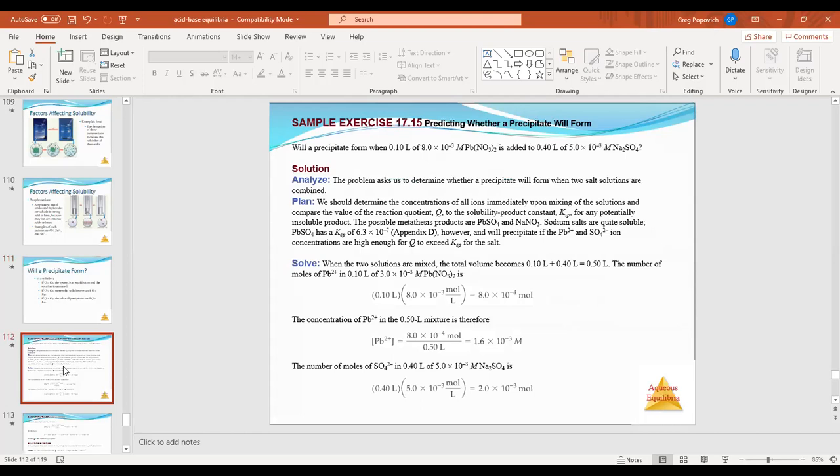Will a precipitate form when 100 milliliters of 0.008 lead nitrate solution is added to 400 milliliters of 5 times 10 to the minus third sodium sulfate? All right, you have to look at the double displacement reaction. And you have to realize what is happening.